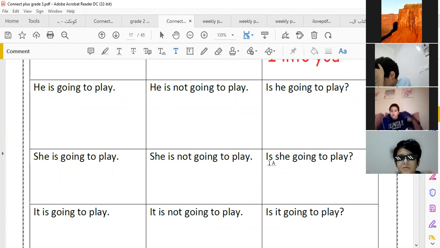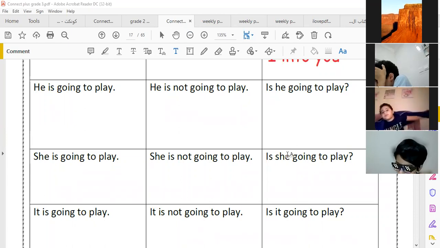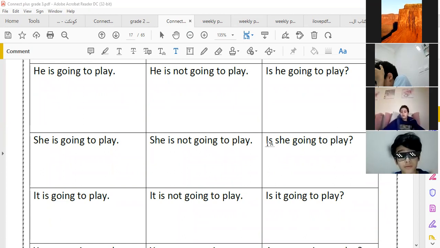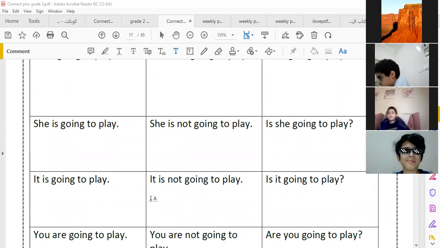When we want to make a question, we start with is. Is she going to play? Don't forget the capital letter. Don't forget the question mark when you make a question.